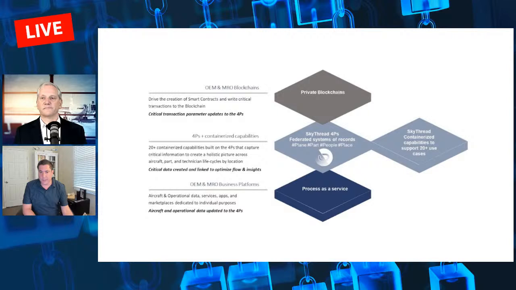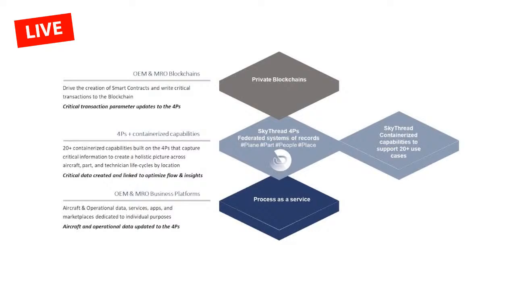And here what Skythread is doing is it's curating the data, it's validating the data. So that's a very critical low-level value add. And then it's providing views and insights that can help optimize the maintenance process and the supply chain process within the systems and tools that airlines and their supply chain use today.